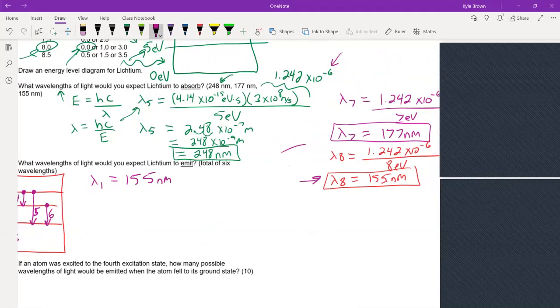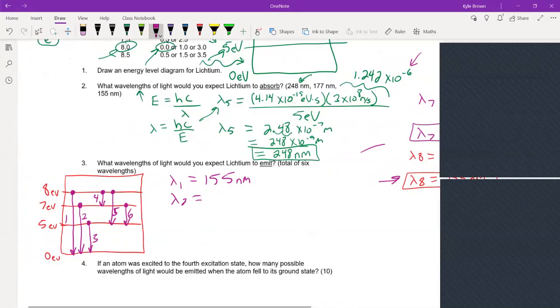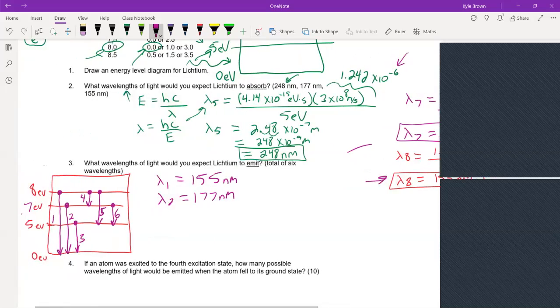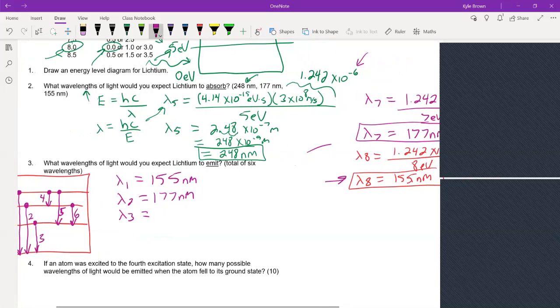For that one, it's the same thing. Wavelength two was the energy for seven, right? So that was 177 nanometers. And then wavelength three would have been 248 nanometers. All right, and then we got to find the other ones now.